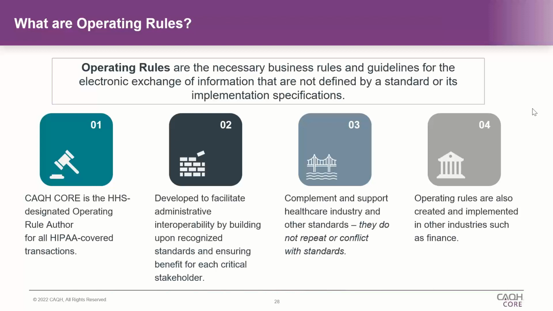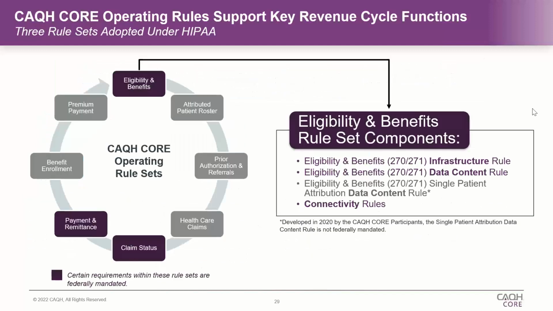Operating rules are used in many different industries, including financial services. We worked closely with NACHA, the Financial Services Operating Rule Authoring Organization, to develop our EFT and ERA operating rules around the payment and remittance transactions. On the next slide, I want to highlight we have 8 sets of operating rules available for industry implementation, and they really support the true spectrum of the healthcare revenue cycle, beginning from when a patient schedules an appointment and that eligibility and benefits needs to be verified, all the way through that payment and remittance process.